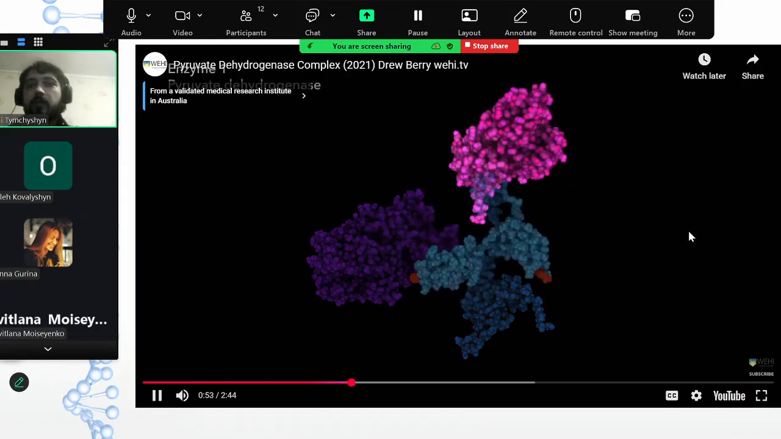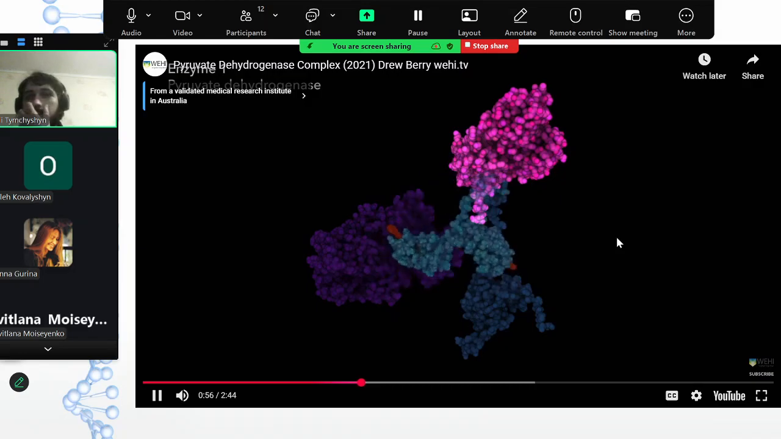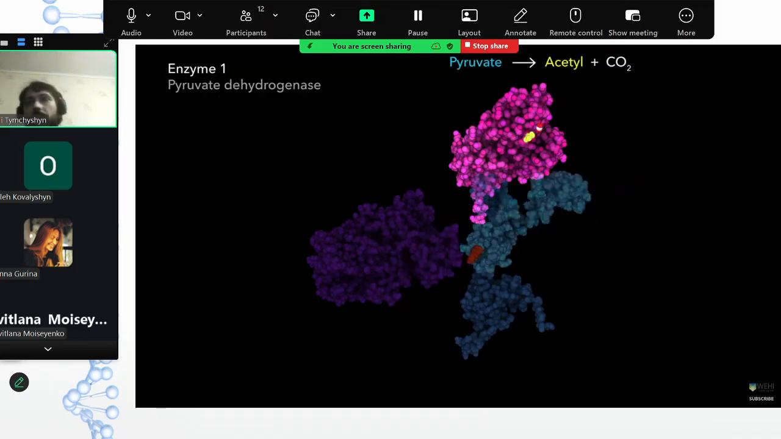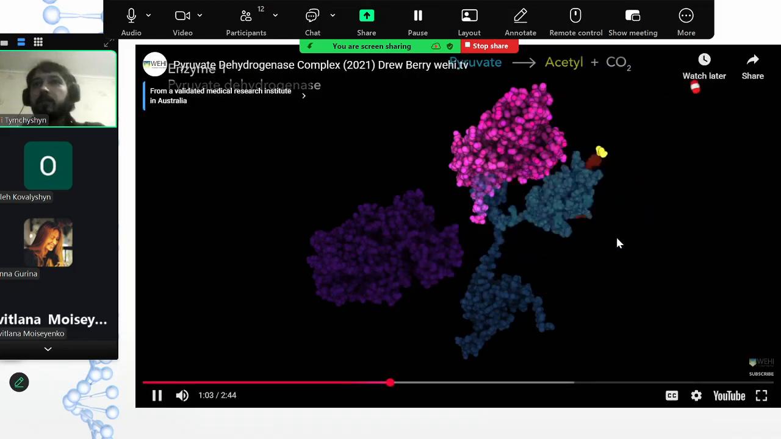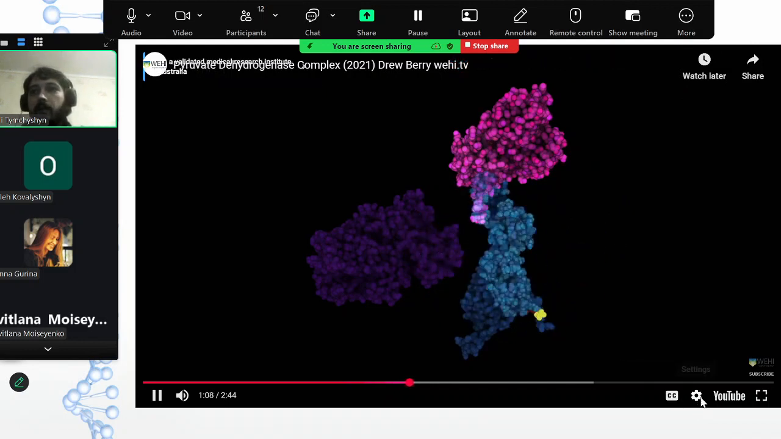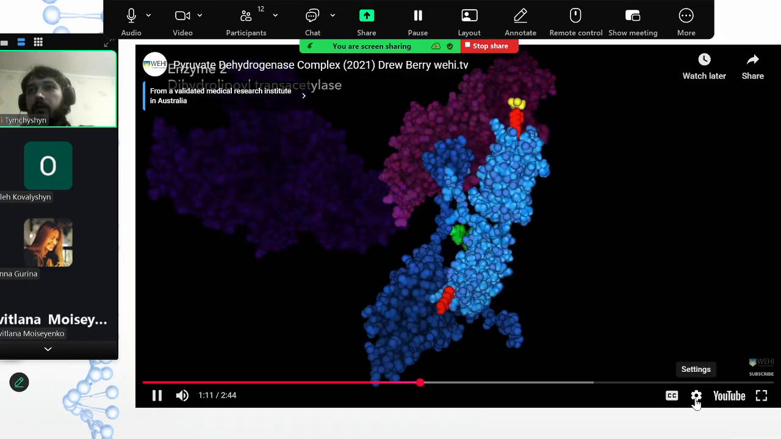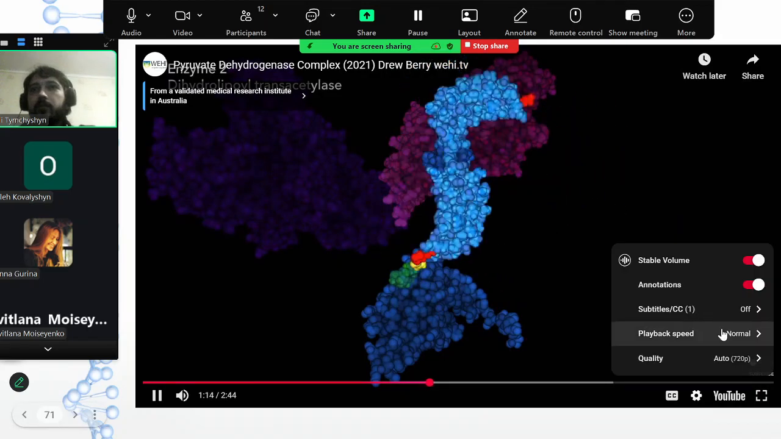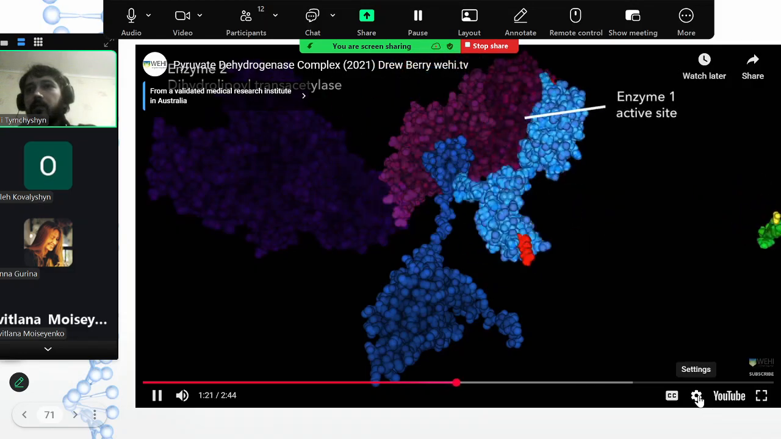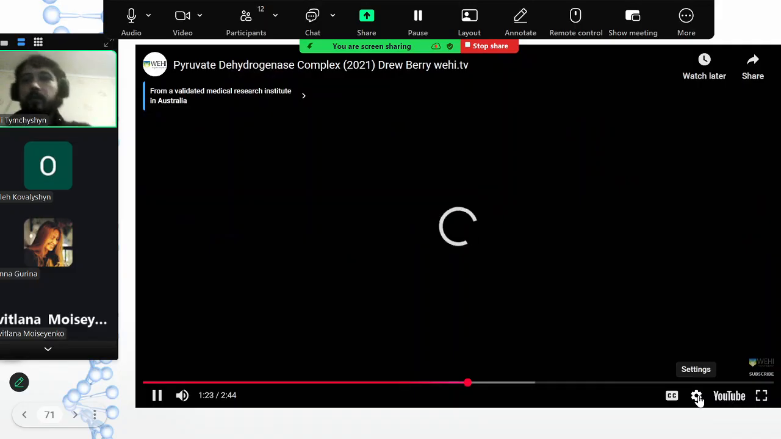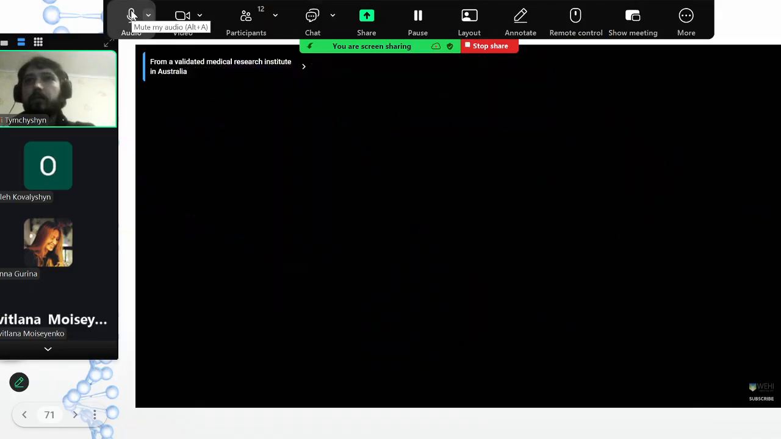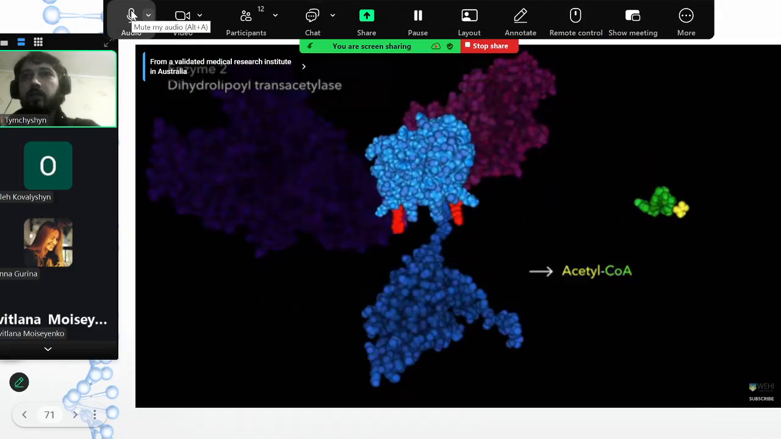The first enzyme catalyzes decarboxylation, transforming 3-carbon pyruvate into a 2-carbon acetyl group, generating carbon dioxide as waste. The acetyl group is then grabbed by the second enzyme, using flexible arms to efficiently transfer the product between reaction sites. In the active site of the second enzyme, the acetyl group is attached to coenzyme A, generating acetyl-CoA, fuel for the citric acid cycle.